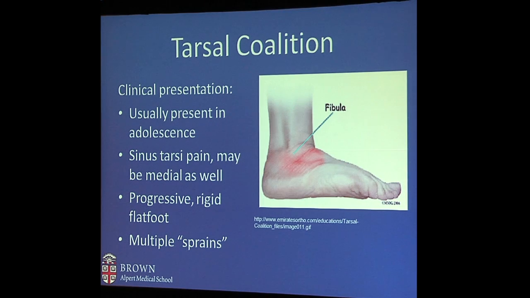These are the kids that come in, and if you have a kid that has multiple recurrent ankle sprains, think about this. They have pain over the sinus tarsi, which is this little soft area anterolateral to the fibula, and they have a rigid flat foot, which gets worse over time. When they start out, the connection between the bones is cartilaginous, and then they slowly ossify. So the foot gets stiffer with age. It won't bother them when it's flexible cartilage when they're young. As they get into adolescence, it gets stiffer, and that's when they start having pain.